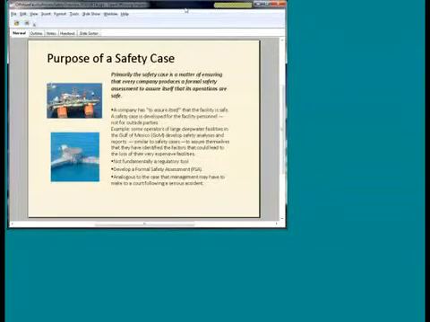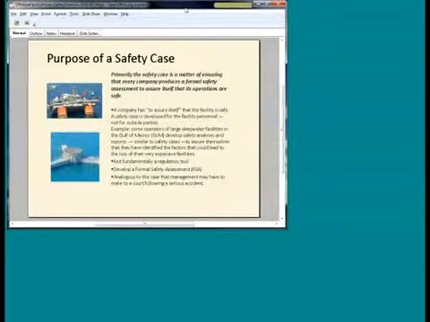And the Cullen report has become a sort of reference. It's the foundation document for lots of safety work. The quotation at the top is taken directly from the Cullen report. Primarily, the safety case is a matter of ensuring that every company produces a formal safety assessment to assure itself that its operations are safe. Let me unpack that and look at two parts of it.